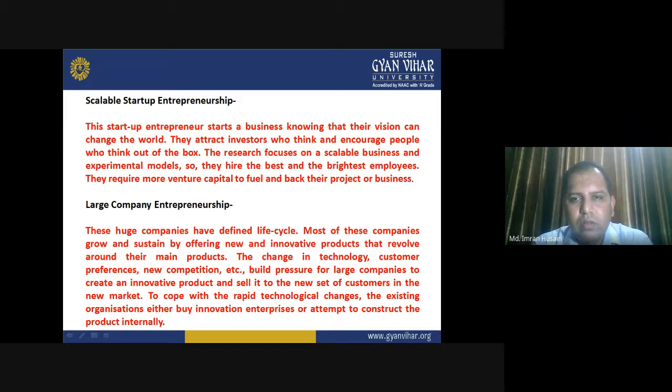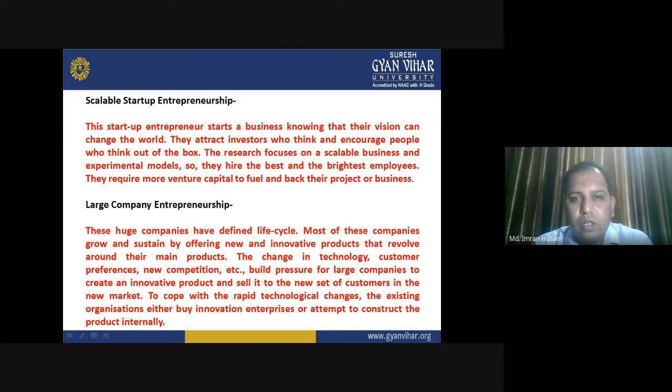So they have to elaborate their concepts to people who can understand their idea and have the capacity to think out of the box. Right. The research focuses on scalable business and experimental models. So they hire the best and the brightest employees.